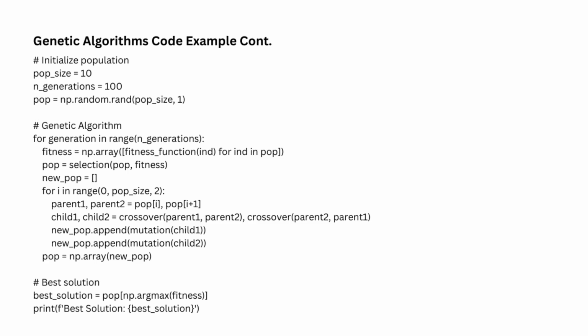6. Genetic algorithm loop. We iterate 100 times, selecting the fittest candidates, applying crossover and mutation operators, and forming a new population for each generation. 7. Best solution. The best solution from the final population is printed.